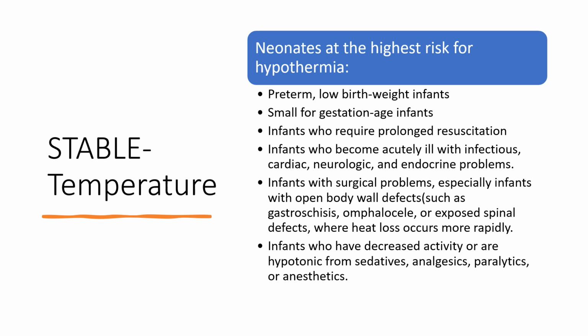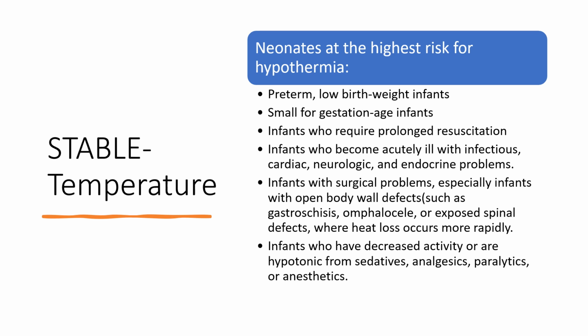Infants become acutely ill with infectious, cardiac, neurological, or endocrine problems, usually because that also causes a similar issue of being in shock. Infants with surgical problems, especially infants with open body wall defects such as gastroschisis, I always have a hard time saying this. We'll show you an example of this. And exposed spinal defects, where heat loss occurs more rapidly. Once again, these are all congenital issues we'll talk about towards the end.